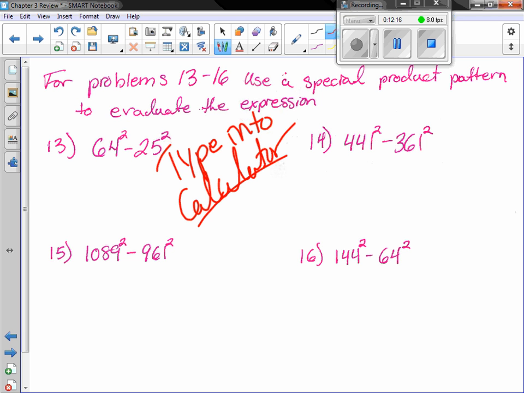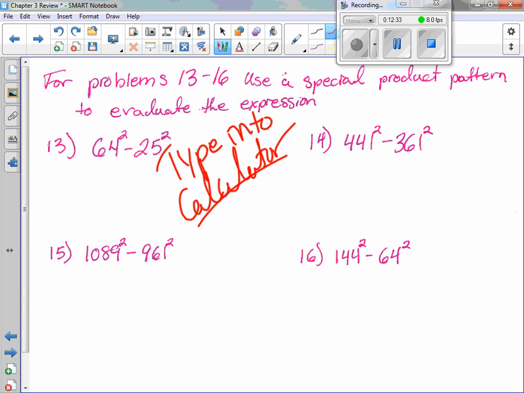You can just type it in the calculator. Because I can type in 1,089 squared minus 961 squared into the calculator, it'll give me the answer. I can do any of these in the calculator, and it'll tell me exactly what the answer is.